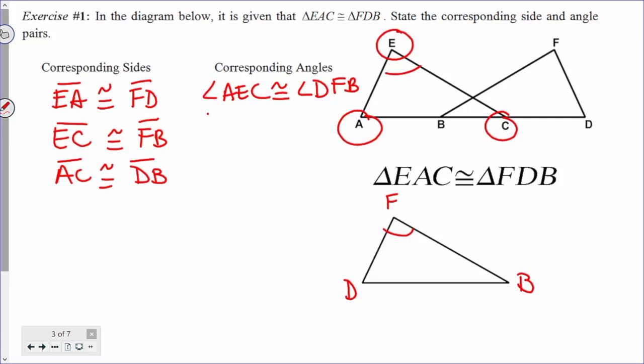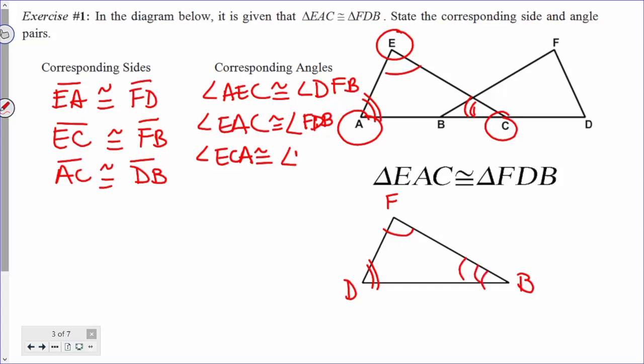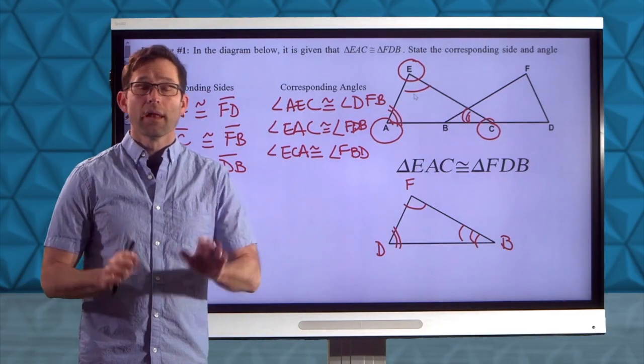I can also say that angle EAC, that's this one, must be congruent, I'm going to run out of room, to angle FDB down here. And finally, use three arcs, angle ECA must be congruent to angle FBD.